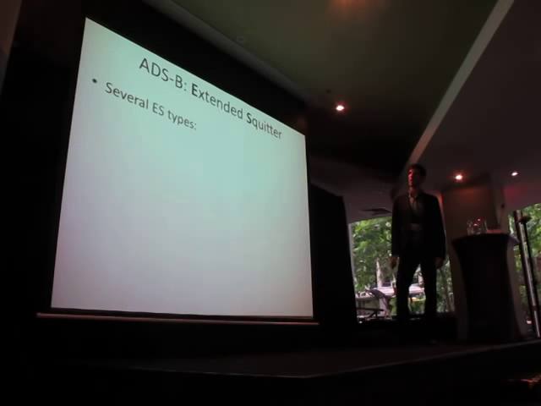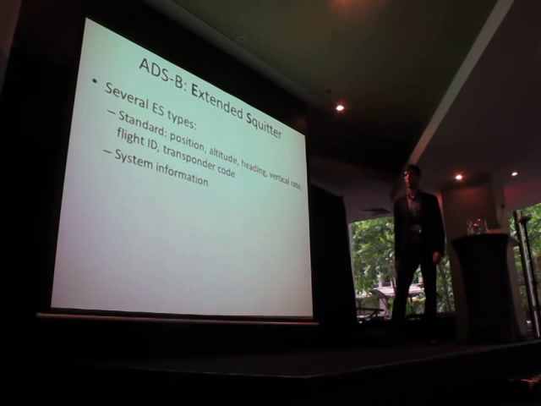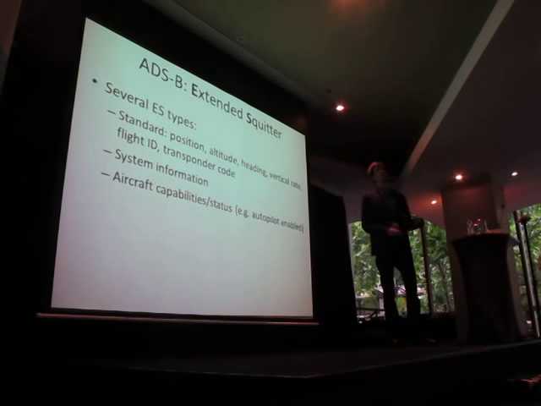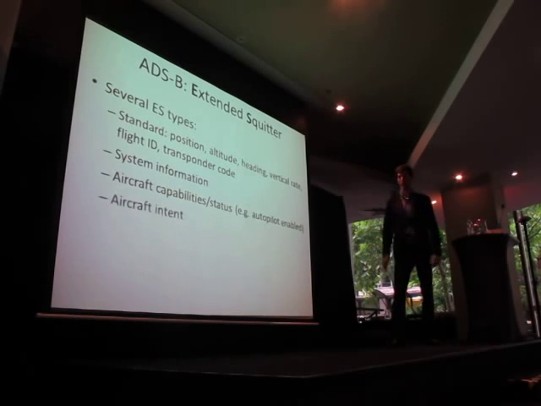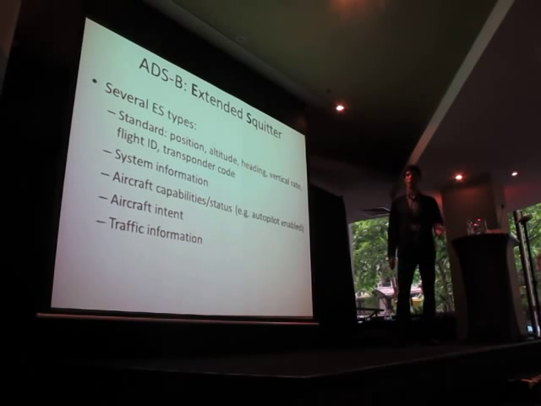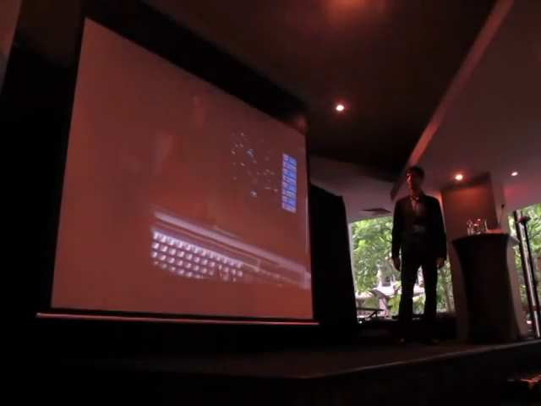Good fun. Lots of different ADS-B packet types. They're called extended squitter. You've got the standard stuff that I mentioned before. You've got system information about the ground and aircraft capabilities as well. It will tell you autopilot's enabled and a whole bunch of other stuff about the aircraft. There's a new one that's not really implemented, but it tells you where the aircraft is planning on going. Traffic information, that's not really that popular yet in Australia, and TCAS.